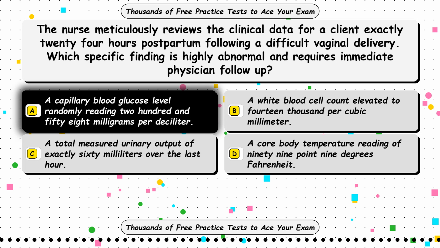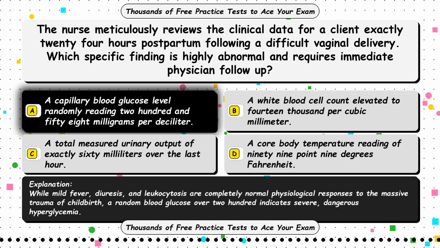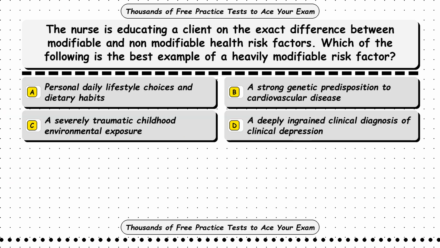The correct answer is option A. A capillary blood glucose level randomly reading 258 mg per deciliter. While mild fever, diuresis, and leukocytosis are completely normal physiological responses to the massive trauma of childbirth, a random blood glucose over 200 indicates severe, dangerous hyperglycemia.